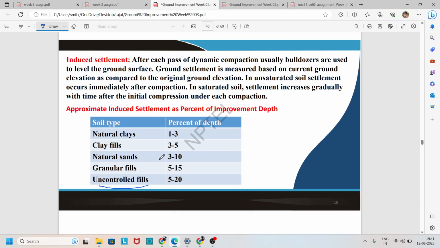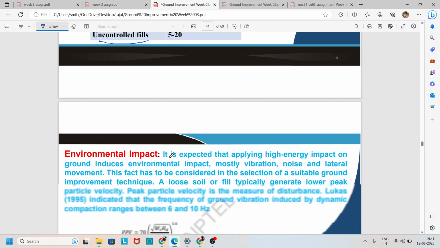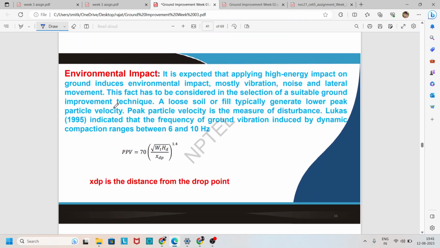It is required. So the settlement occurs high in nature, so the percentage is also quite high. So in the next slide, we studied the environmental impact.